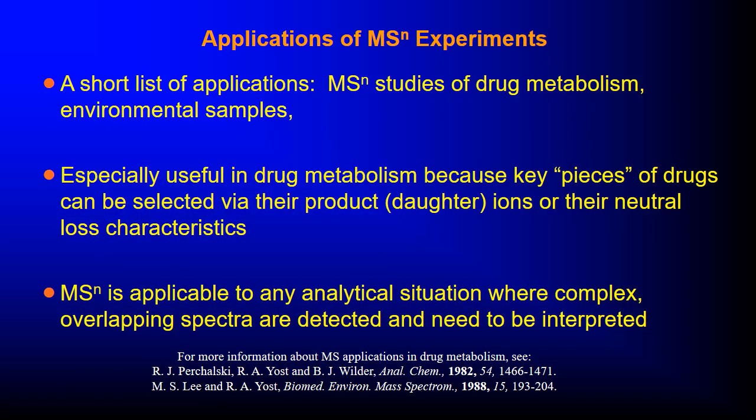Applications of tandem mass spectrometer experiments. A short list of applications: studies of drug metabolism and environmental samples. It is especially useful in drug metabolism because key pieces of drugs can be selected via their products, what we call daughter ions, or their neutral loss characteristics. Mass spectrometry is applicable to any analytical situation where complex overlapping spectra are detected and need to be interpreted.